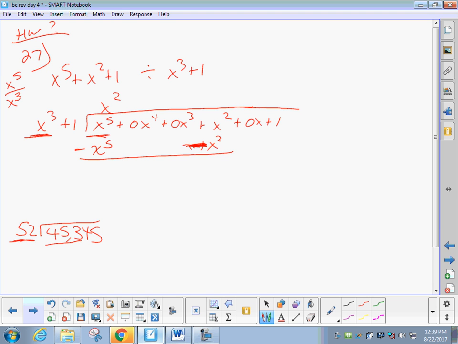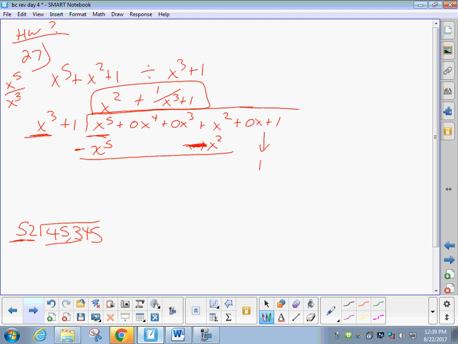None of those, none of those, none of those. In fact, everything subtracts away, and you just bring down the next term, and that is a 1. That is a remainder. The remainder is 1 over x cubed plus 1. That's your answer. How could I verify if my life depended on it? That is right. Multiply times x cubed plus 1. Okay? Does that ring a bell?